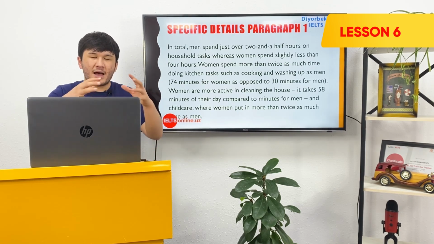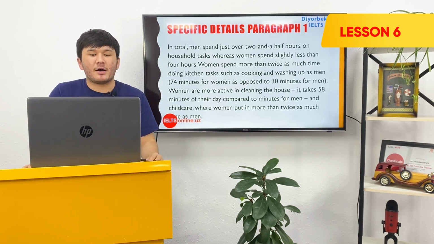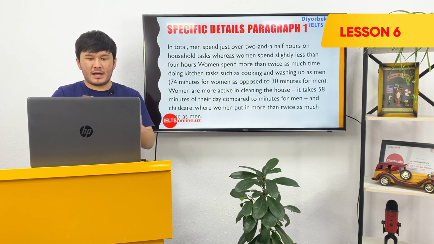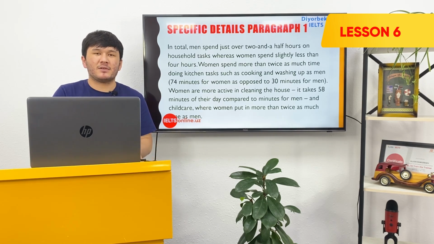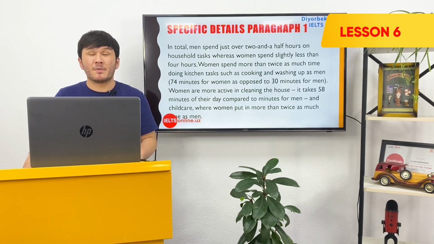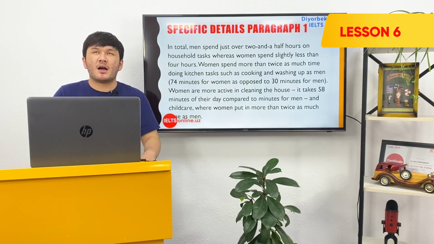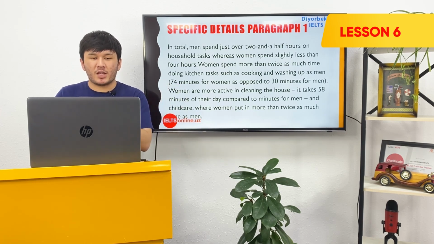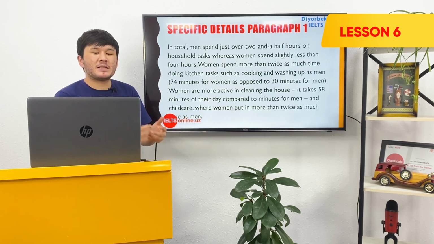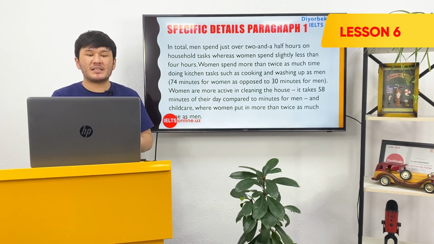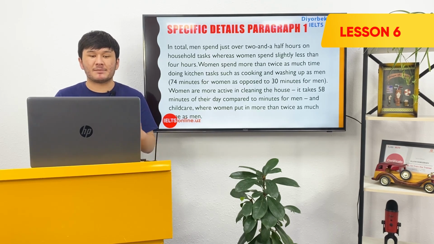So now that we have told the overall number of minutes men and women spent on household tasks, we start telling the activities, because in this paragraph we are writing about the activities where women spend more time, so we are logically going from there. Women spend more than twice as much time doing kitchen tasks such as cooking and washing up as men.